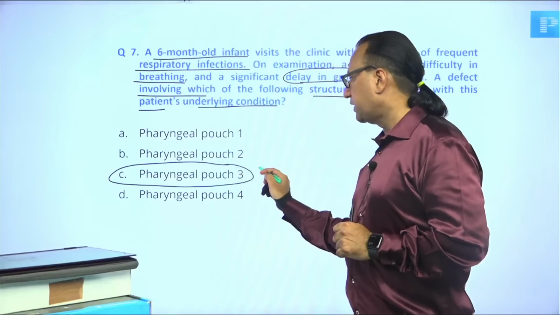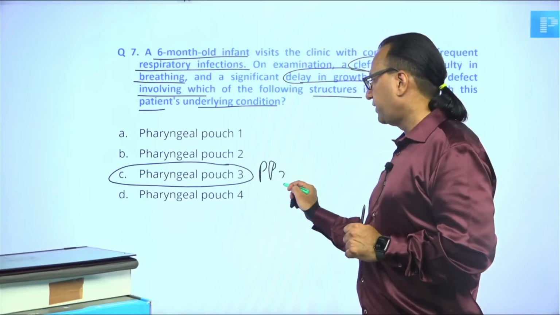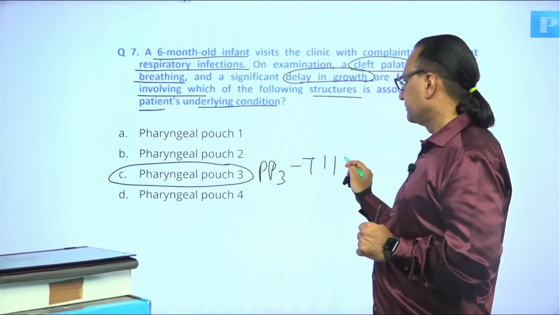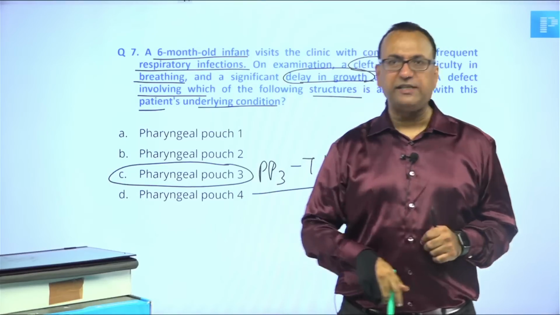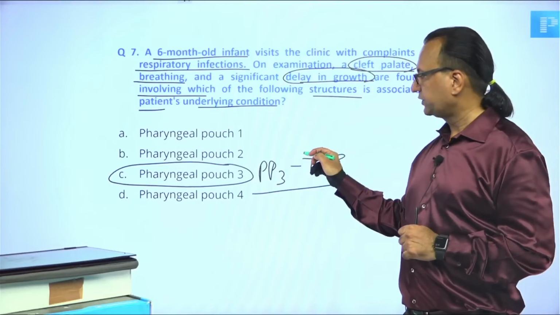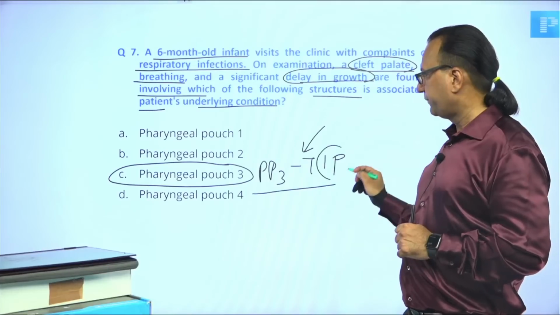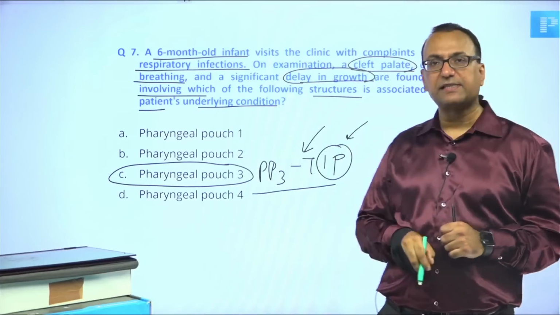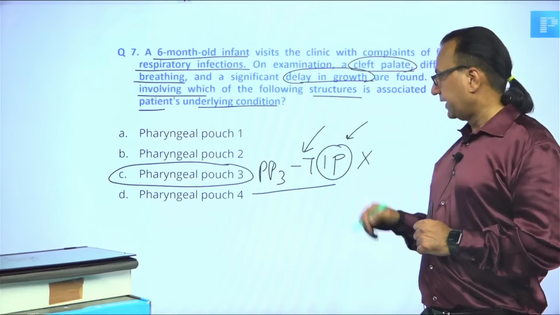A mnemonic is there: PP3 tip. Now what is this PP3 tip? Pharyngeal pouch 3 gives us thymus and inferior parathyroid. That will be missing. I'll repeat again.